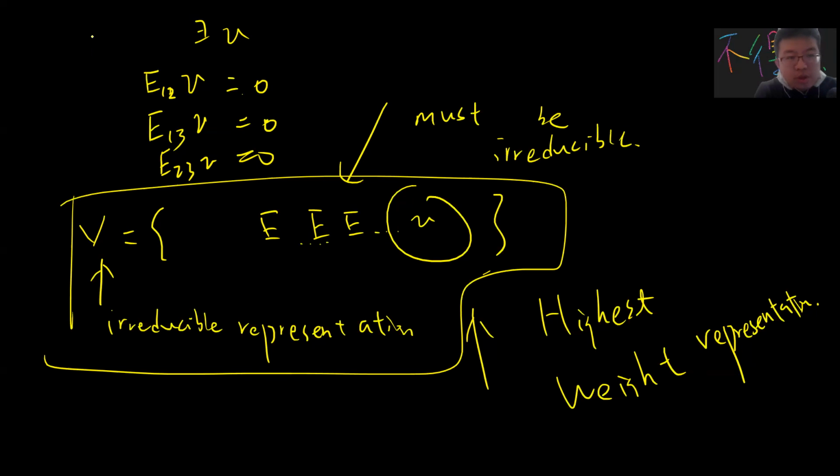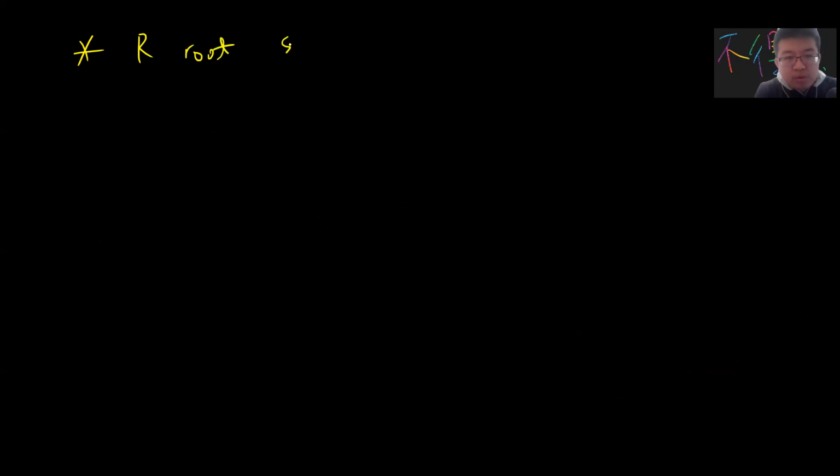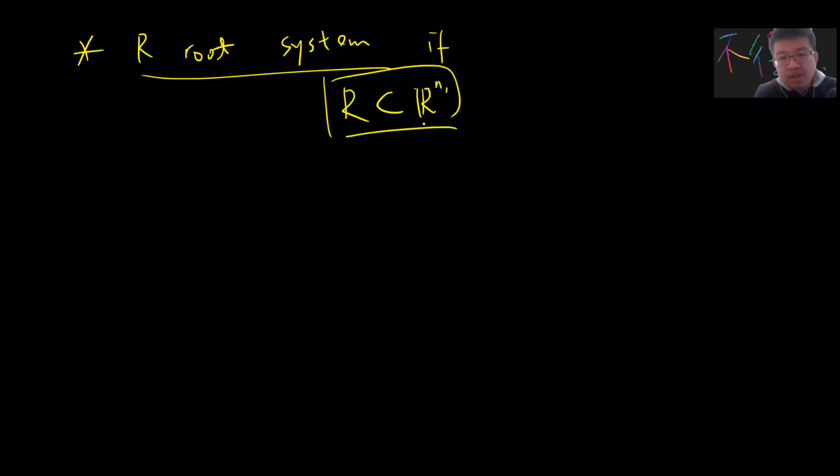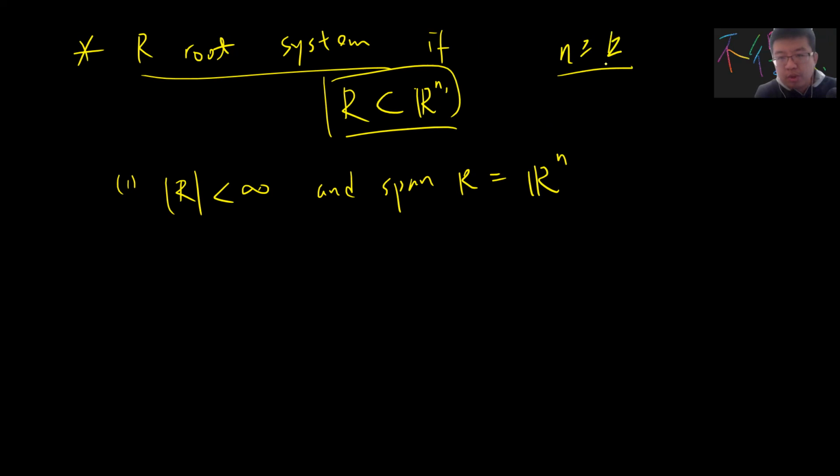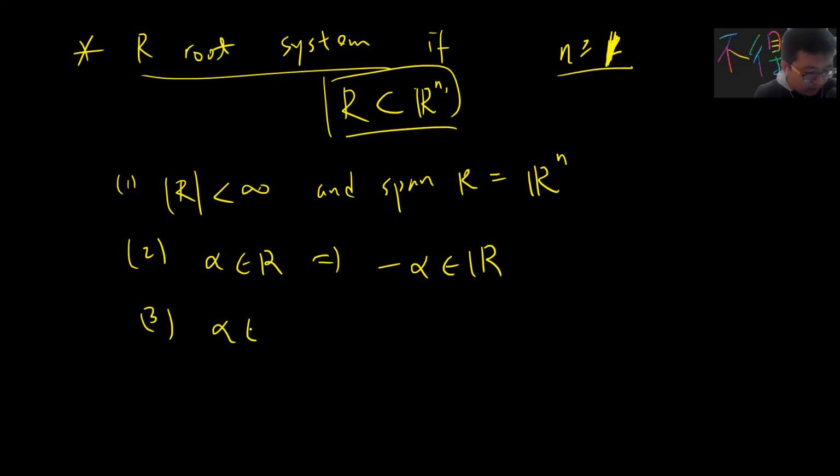One can construct a so-called root system. I will give the root system introduction and classification in the future, but let me quickly mention it. R is called a root system if R is a subset of Euclidean space R^n, where n is greater than or equal to 1. First, R is finite and spans R^n. Second, if alpha belongs to R, then minus alpha belongs to R. Third, if alpha belongs to R, then you can define a so-called Weyl transformation W alpha.